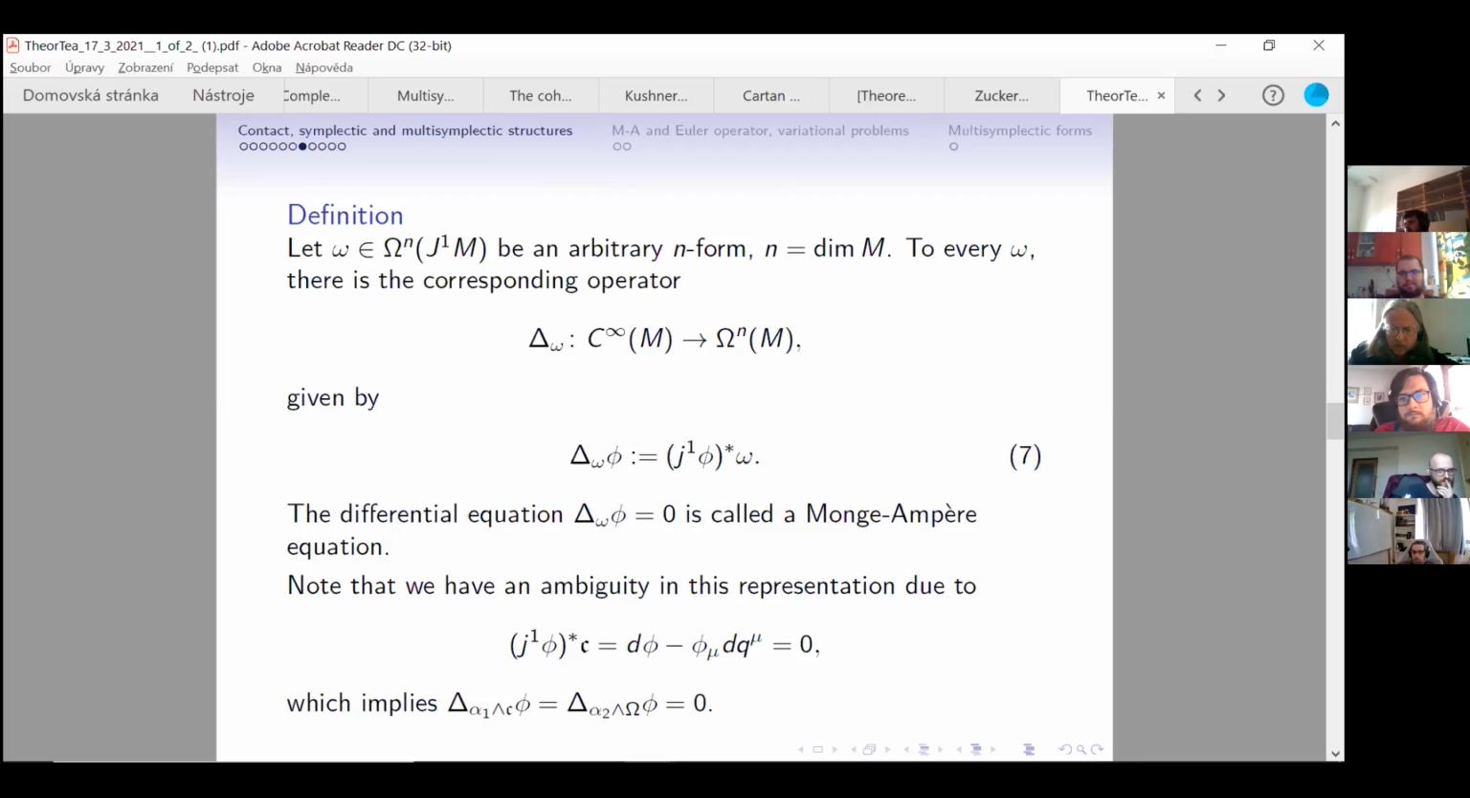So remind me, the J1 phi, what does that mean again? J1 phi is simply the first prolongation of phi. Phi is a function, and J1 phi is the first prolongation. Okay, but I can understand it as a section. J1M is a bundle over M, right? And J1 phi can be understood as a section of this bundle, J1M down to M. So maybe in the next part I will try to give some diagrams of where is J1M, where is M, and what we are pulling from where to where.